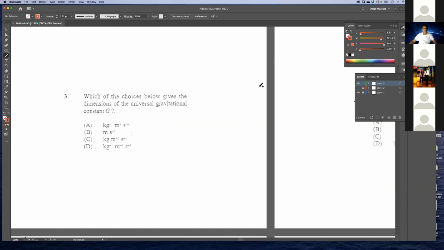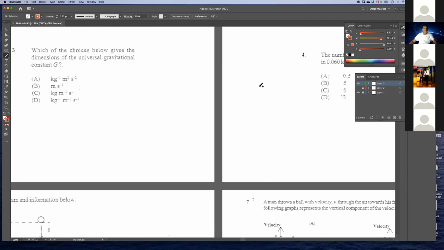All right. Next question: which of the following gives the dimensions? This is a question on dimensions, the dimensions of the universal gravitational constant. We know that the gravitational force F is equal to mg, is equal to G m over r squared.